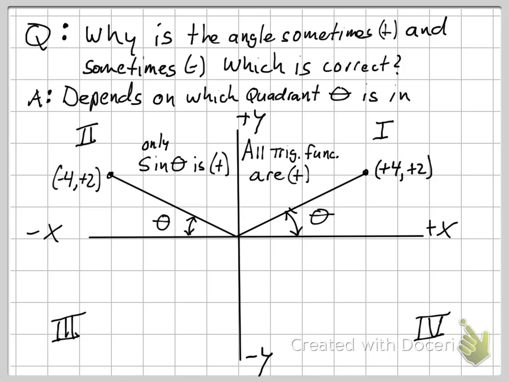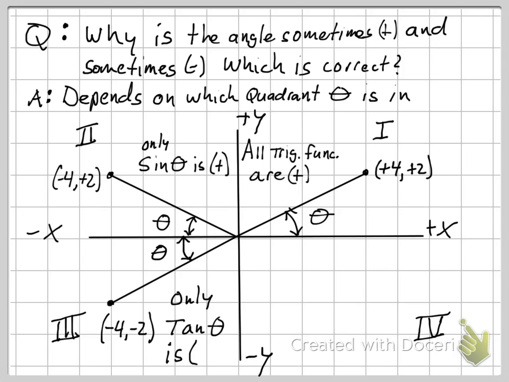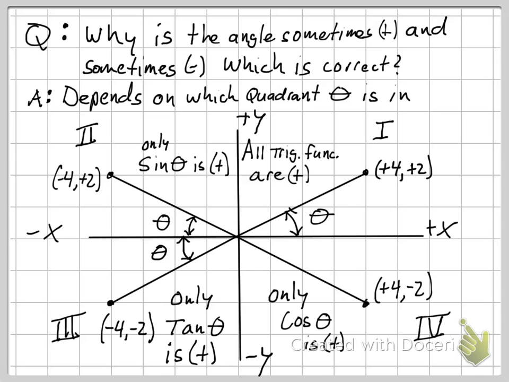Now, when I'm in the second quadrant, the only trig function that is going to be positive is the sine. And then when I get into the third quadrant, the only trig function that's going to be positive will be the tangent. And last but not least, here I am in the fourth quadrant. When I draw my triangle, it's the exact same triangle, just drawn in the fourth quadrant. It's now going to be only the cosine that is positive.